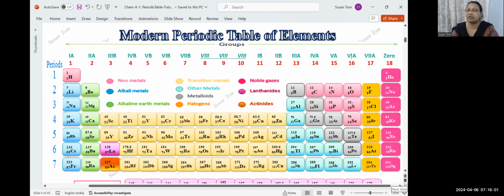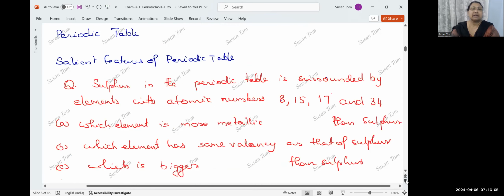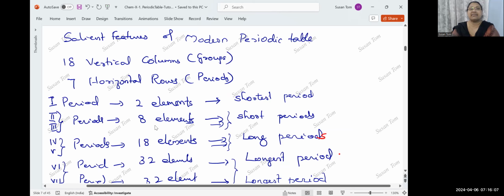Groups are the vertical columns. These are the salient features, a summary of the periodic table. There are 18 vertical columns that are called groups, and 7 horizontal rows that are called periods. The first period has only 2 elements, so it is known as the shortest period.